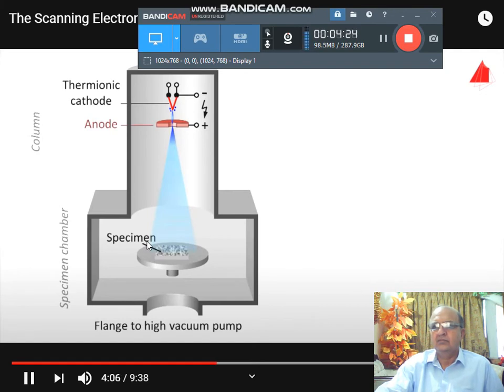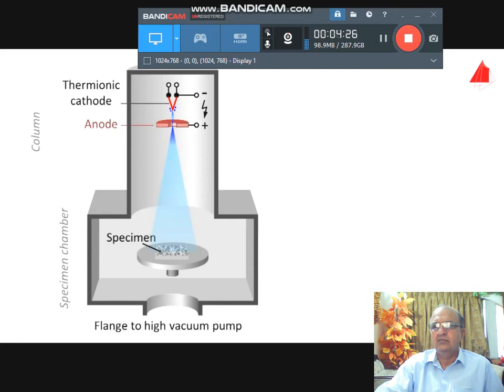But this way, the beam of primary electrons is not useful yet. An electromagnetic lens focuses it finely on the specimen surface. At the point of incidence, primary electrons knock out electrons of the sample material.